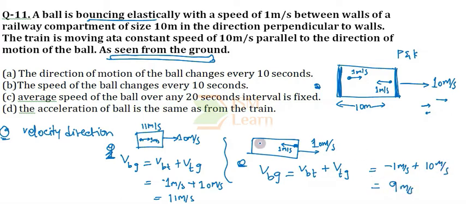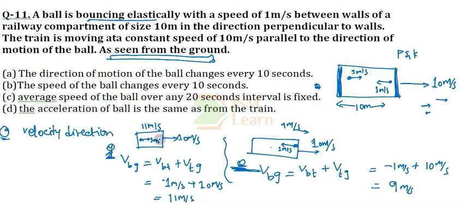That is nothing but, with respect to the person standing on the ground, though the ball is actually moving in the left direction with respect to the person inside the train, the observer standing outside the train, on the ground, will observe that the ball is moving in the rightward direction with 9 meters per second velocity. Once again, when the ball reaches the wall, collides and bounces back, the same scenario will occur.